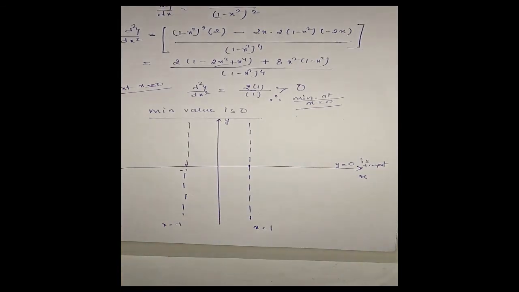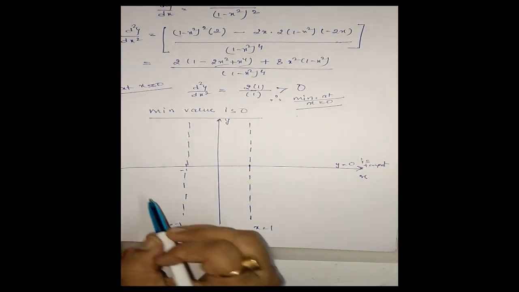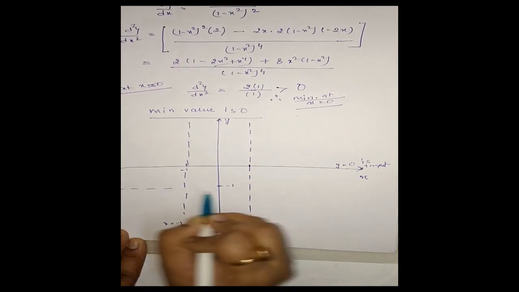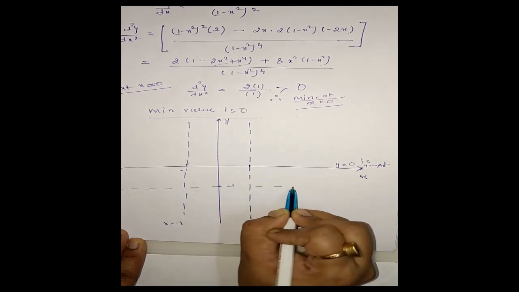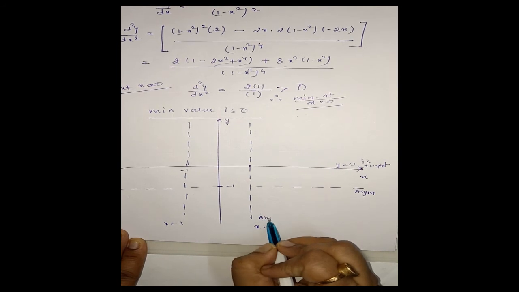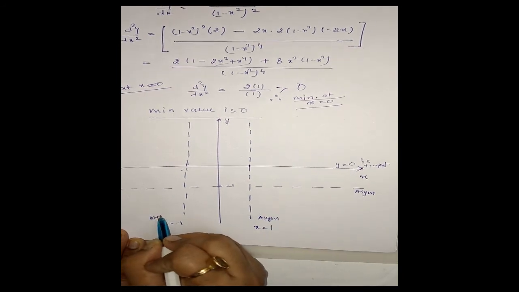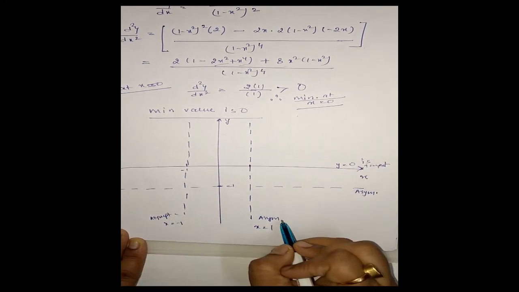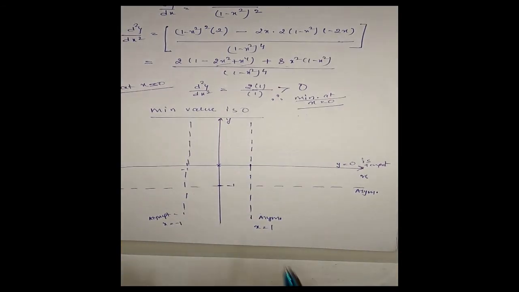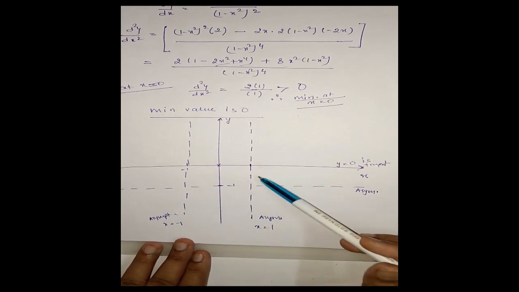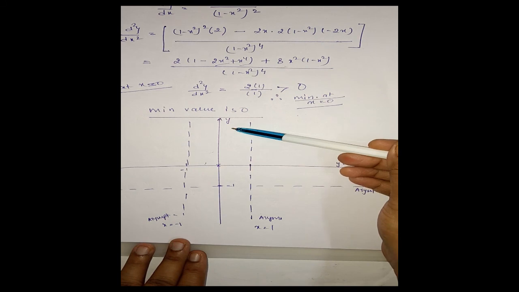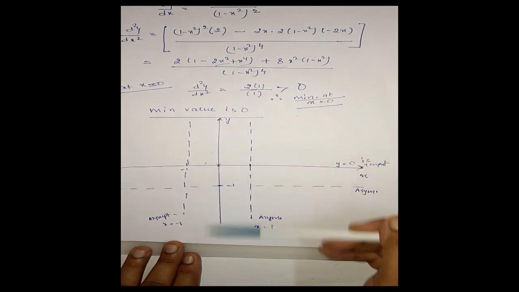These two are the asymptotes, x is equal to 1 and x is equal to minus 1. And one more asymptote is y is equal to minus 1. This is also an asymptote, parallel to my x-axis. And this is my minimum value 0. Now the curve lies above, y greater than 0, and below, y less than minus 1.